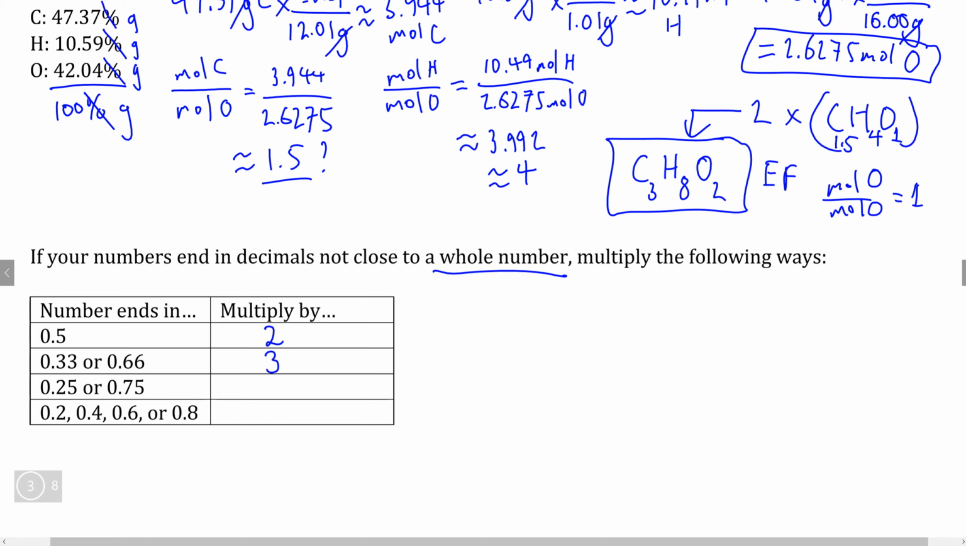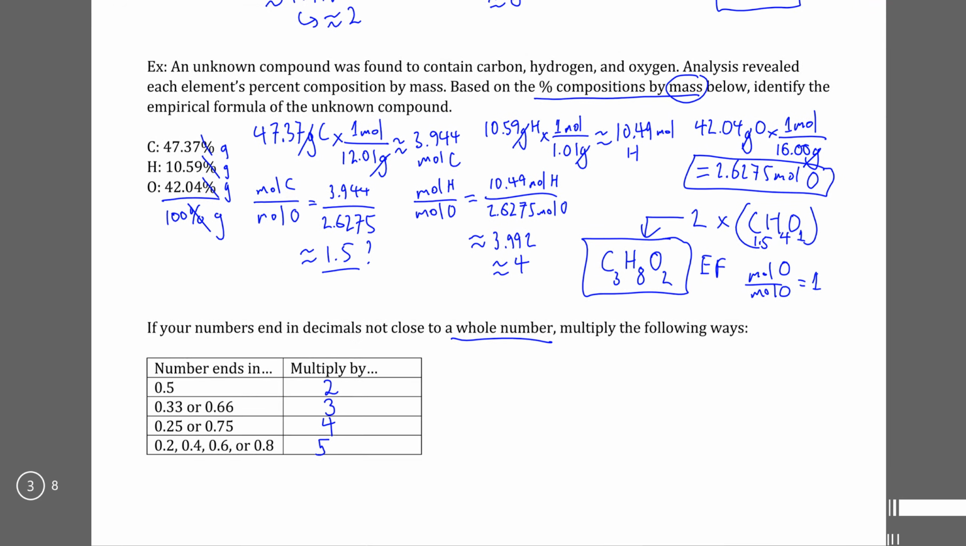If we have a number that looks like 0.25 or 0.75, well, if we multiply these by 4, they will come out to whole numbers. And if you have numbers that end in 0.2, 0.4, 0.6, or 0.8, if you multiply them by 5, then these should come out to be whole numbers as well.